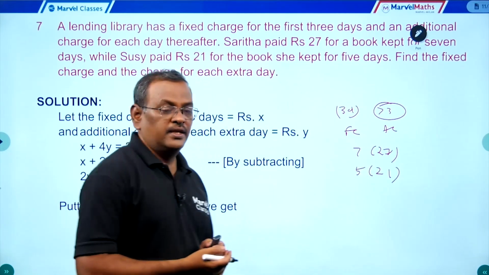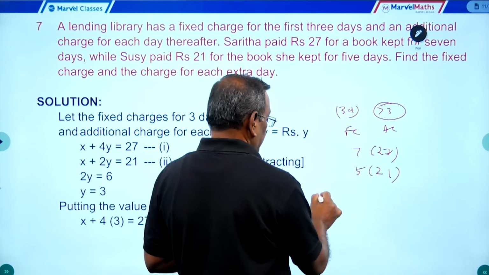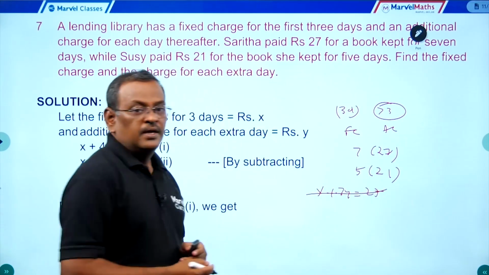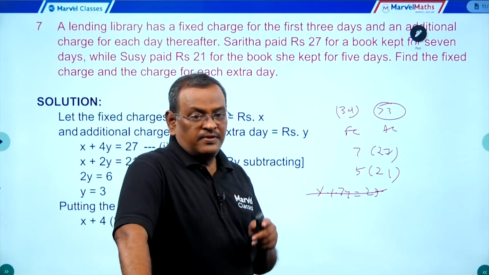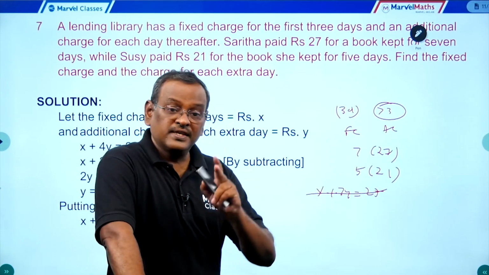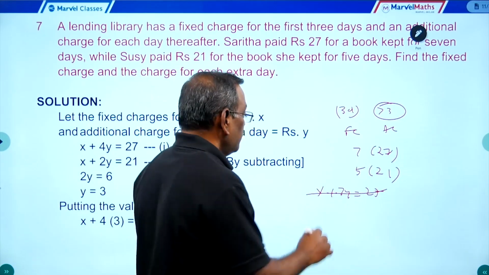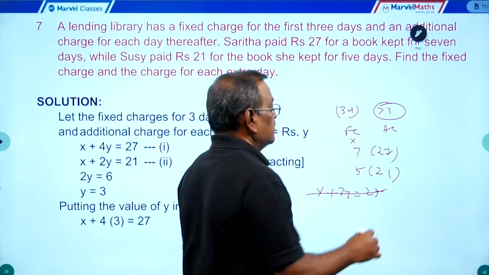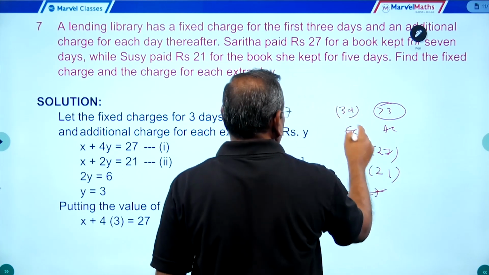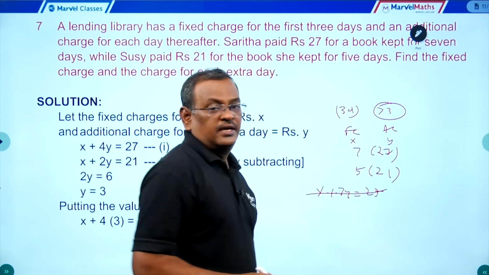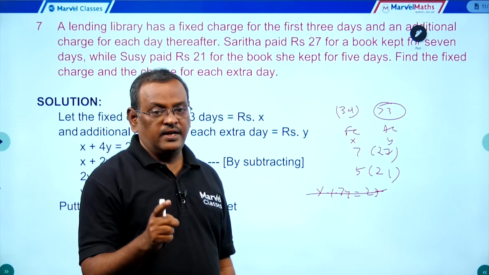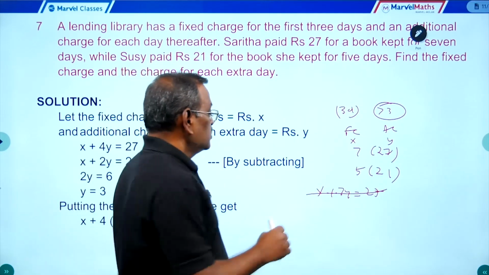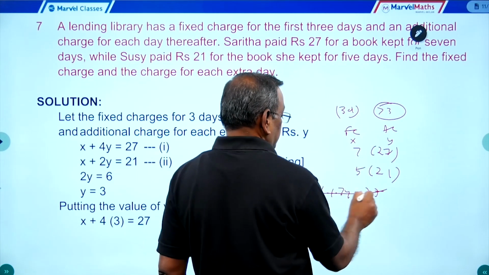How do we form the linear equation? Here you can't write x plus 7y equals 27. This is not possible because x is not a fixed rent for all days; it is for the first 3 days. That is very important. For the first 3 days, the fixed cost equals x, and for each next day, after 3 days, they have to pay some amount, that amount equal to y rupees. So you can't write x plus 7y equals 27.